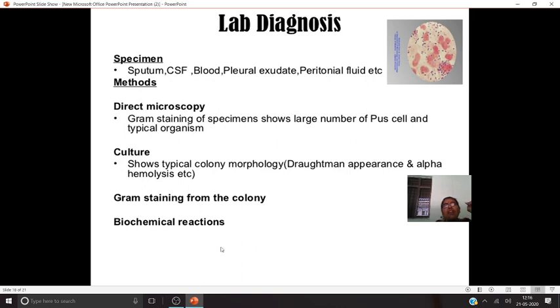In Gram staining, we see colonies like this, Draughtsman-appearance colonies. After sending the specimens to the laboratory, we do microscopy and culturing, and by using biochemical reagents we identify the problem.